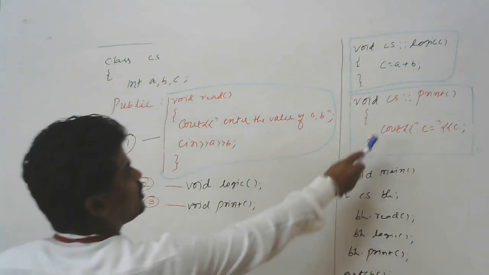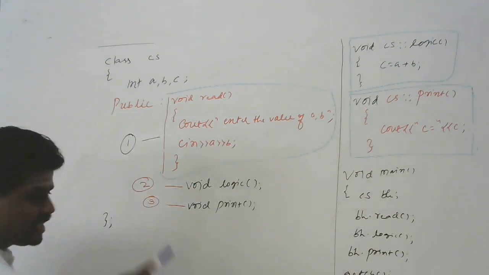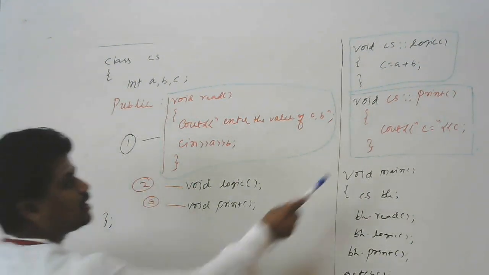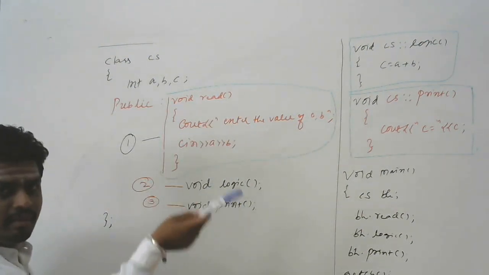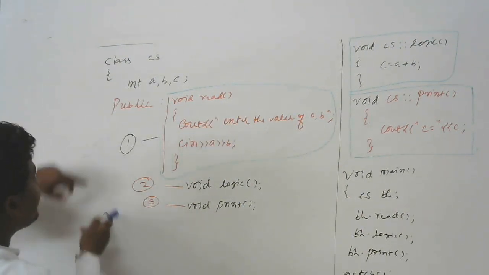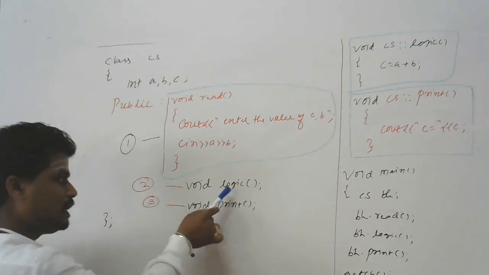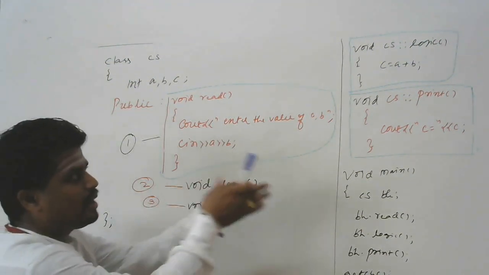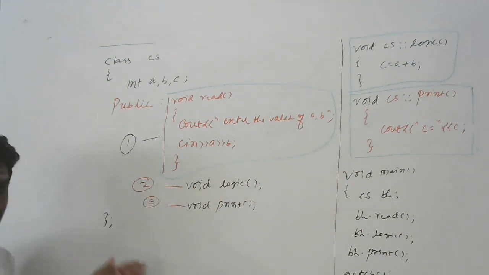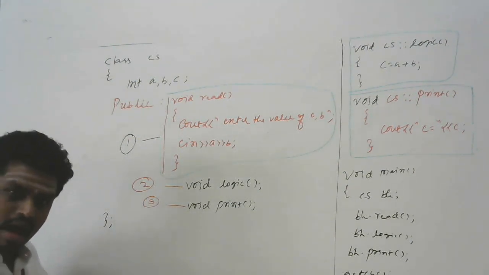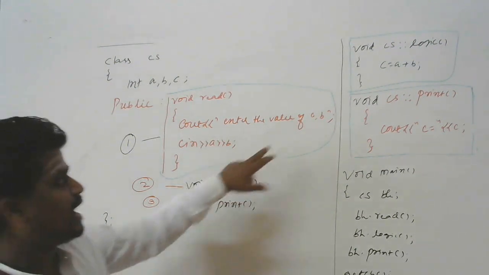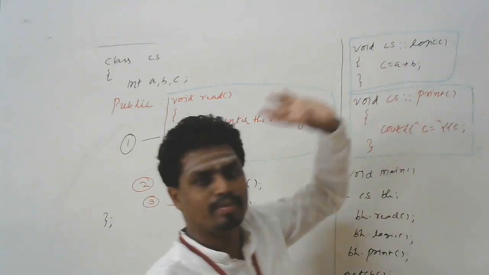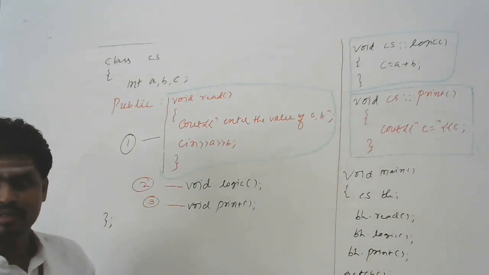So before defining this function outside the class, you are supposed to declare the name of the function inside the class. There I have declared print and logic, right? The name of the function is supposed to be declared inside the class first. Logic and print I have declared, then only am I able to define the function outside the class block. And with that, you need to take the help of the scope resolution operator. Okay.